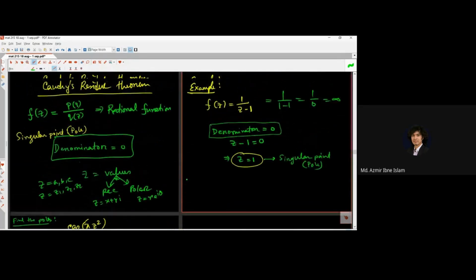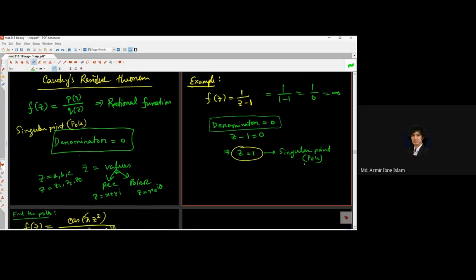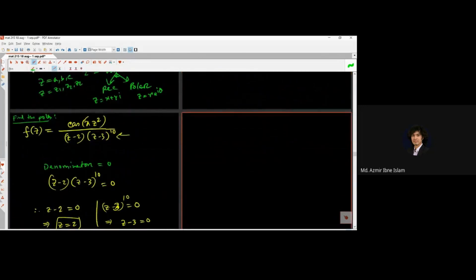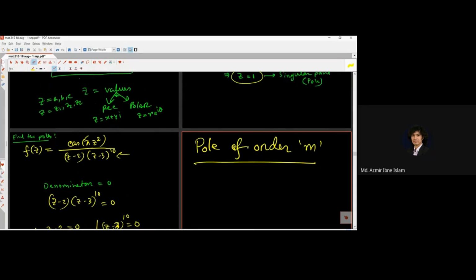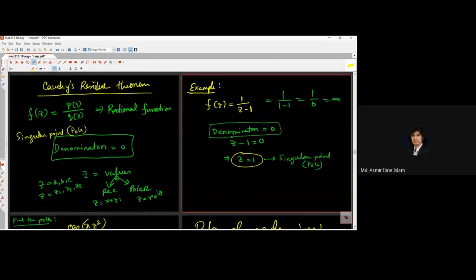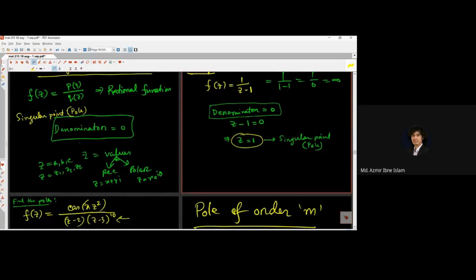The concept of pole or singular point is important in Cauchy's residue theorem. So besides the definition of pole or singular point, we have to know what is pole of order m. Try to understand. Have you understood how we can find pole? Yes, sir. Okay, now try to understand what is the order of that pole.